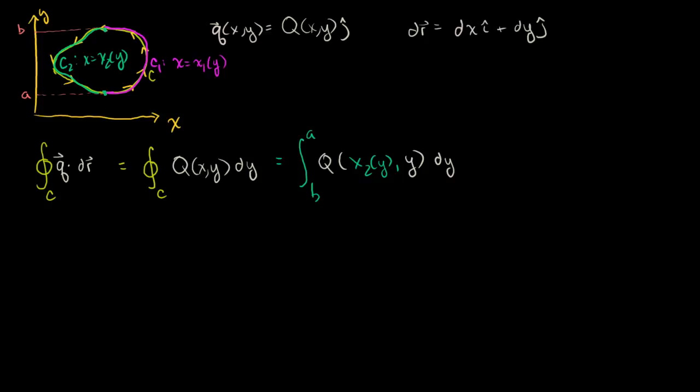And then we're going to add to that the line integral, or really just the regular integral now, from y is equal to a to y is equal to b, of q of, and instead of x being equal to x2, now x is equal to x1 of y. It's equal to this other function. So x1 of y, comma y, dy.